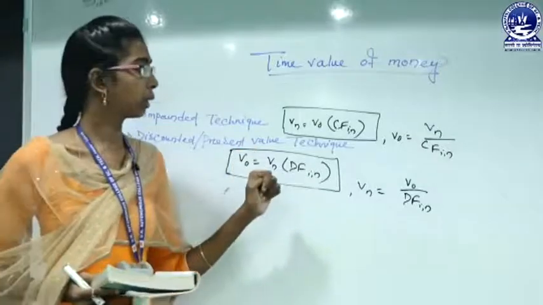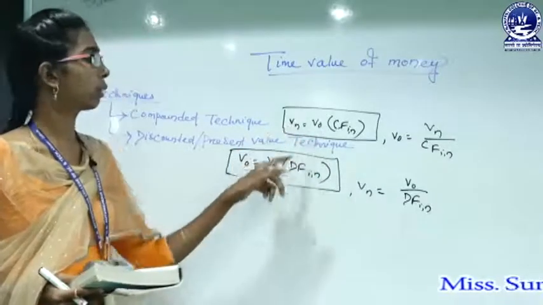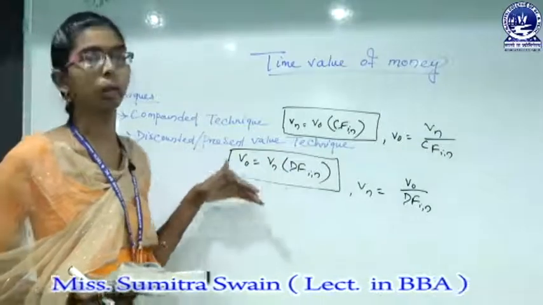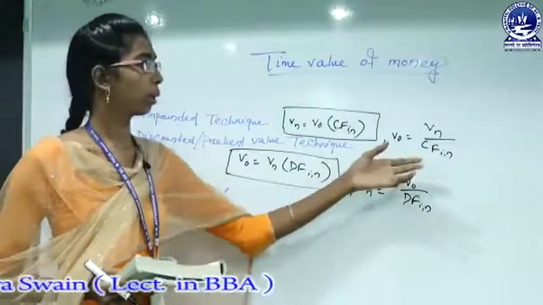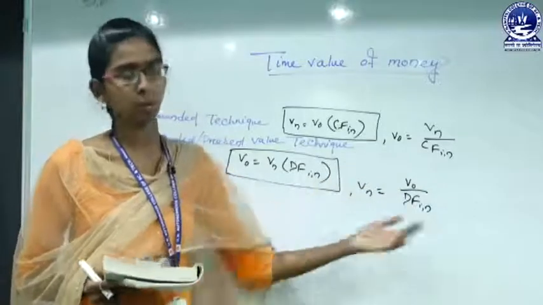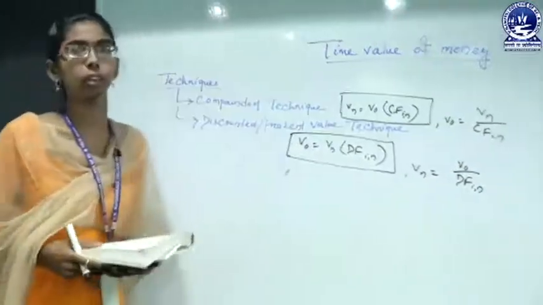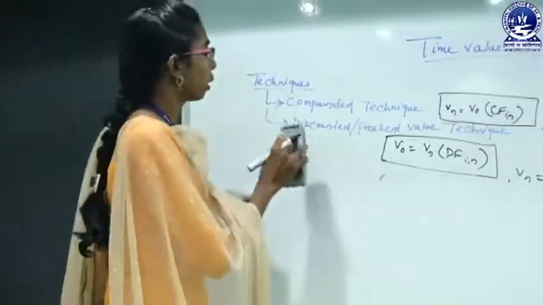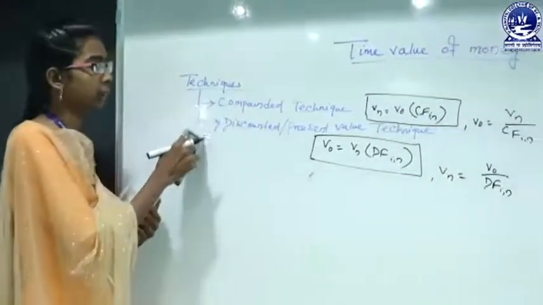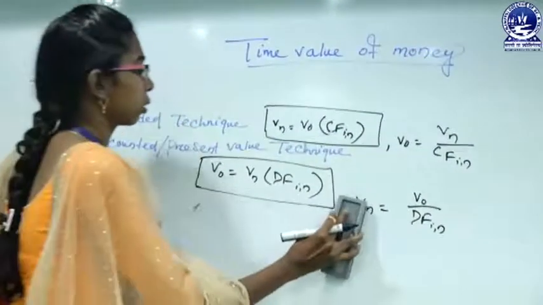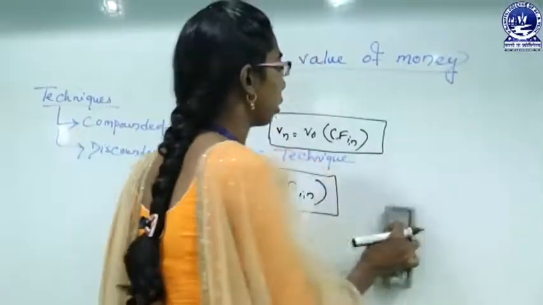But the thing is, these two tables are simple to calculate with, as it is just multiplication, but we generally do not use these. Okay, but we can use them. Next comes annuity. I think you have understood these techniques, the compounded technique and the discounted technique. Now let us come to annuity.